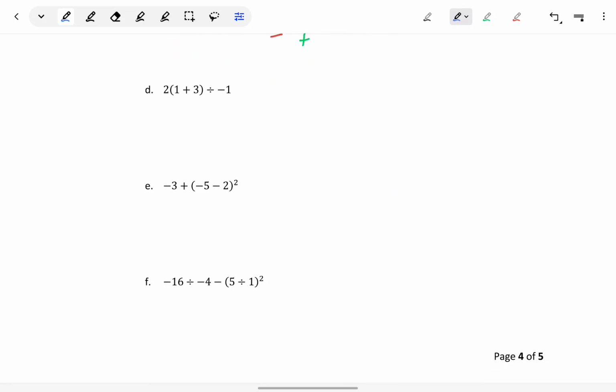In part D, we again have a set of parentheses, so we'll start there. 3 plus 1 will be 4. We have no exponents. The next step is multiplication and division, which happens from left to right across the problem. So the first thing that we'll do is multiply 2 times 4 to get 8. And then we'll divide by -1. We have a positive number divided by a negative number. So our result will end up being -8.